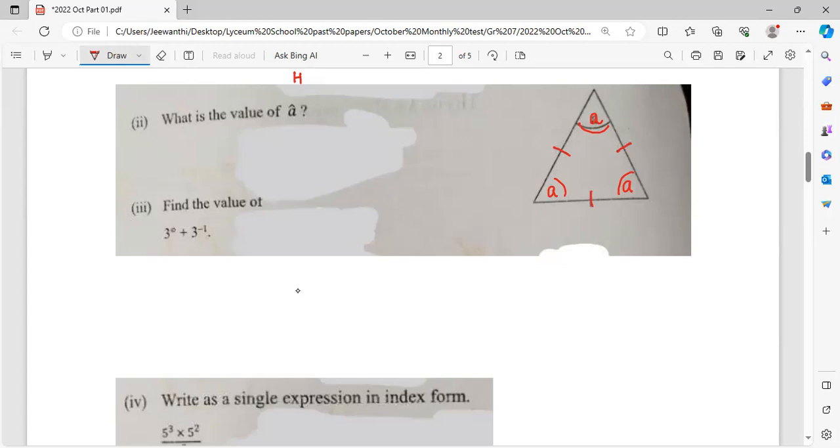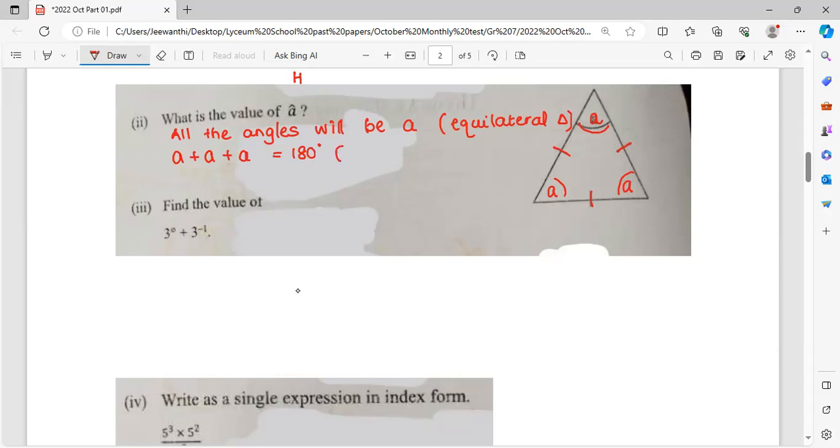60 degrees. But here you can see they have given a kind of space. That means you want to do the calculation, right? So first thing you want to write is that all the angles will be A. Why? Because it is an equilateral triangle. So then A plus A plus A is equal to 180. Why?